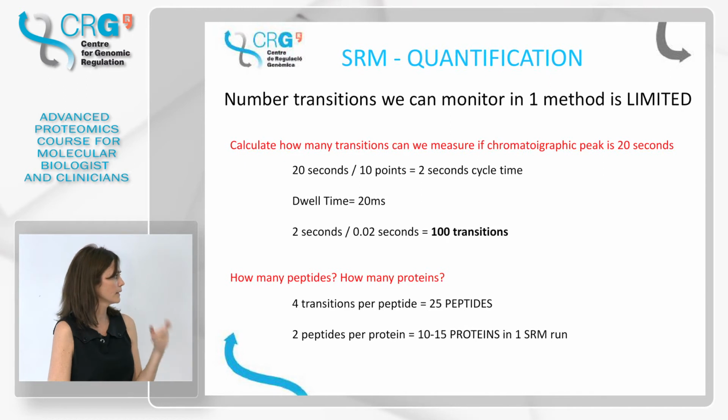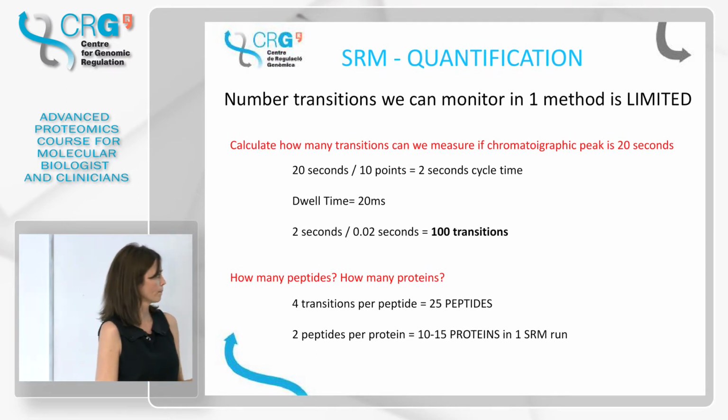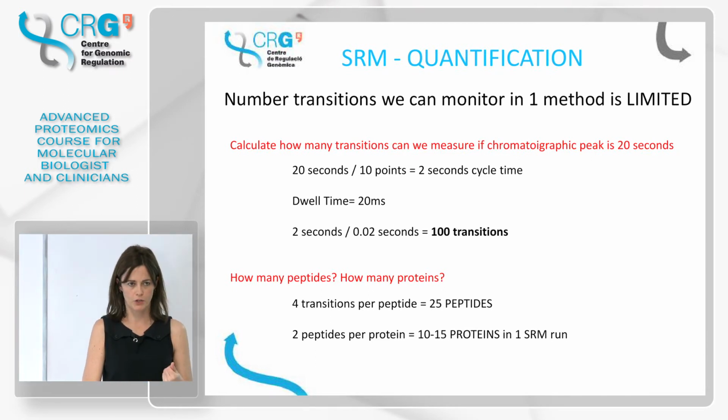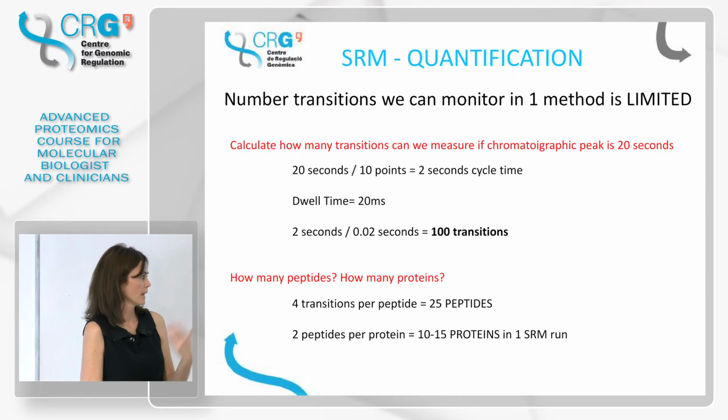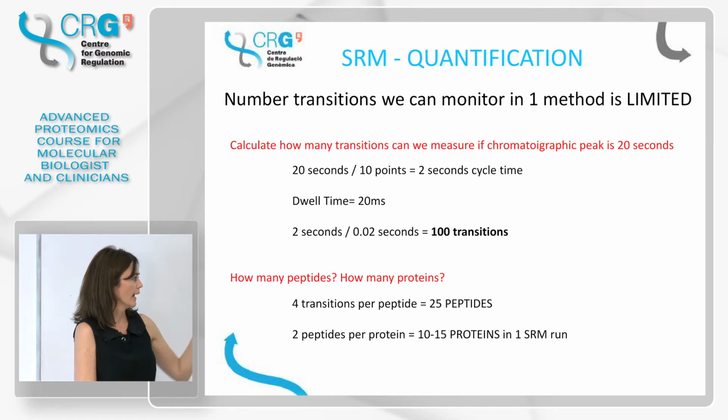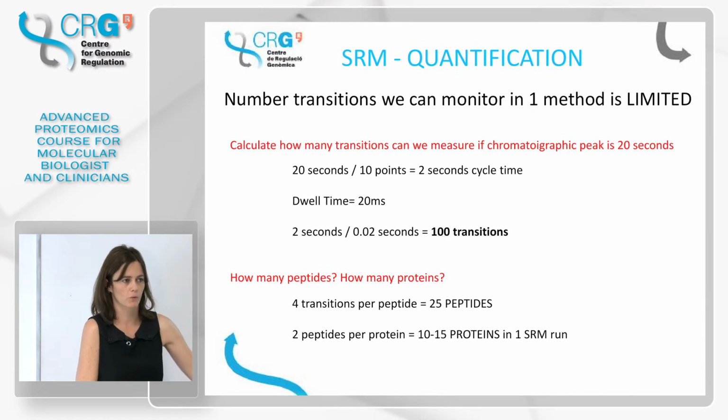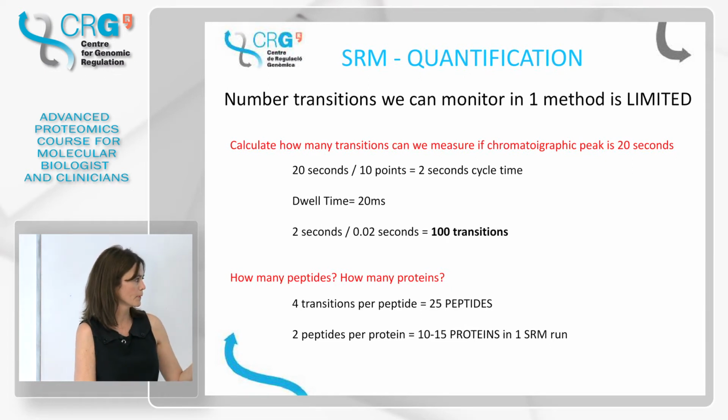Okay, so say that we have a chromatographic peak that takes 20 seconds. How many transitions can we measure? If we measure 10 points, we will have a 2-second cycle time. And if we spend 20 milliseconds, that is what is called the dwell time, in each one of our transitions to measure it, we end up being able to measure 100 transitions.